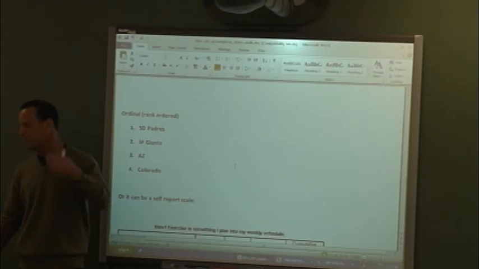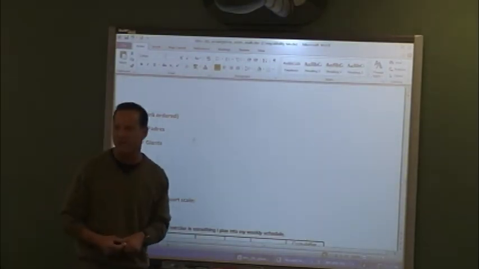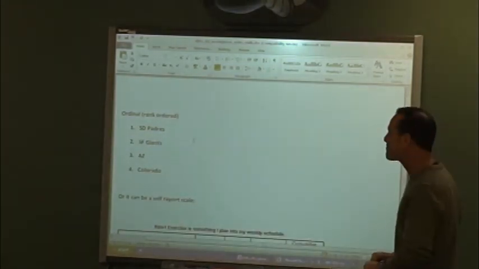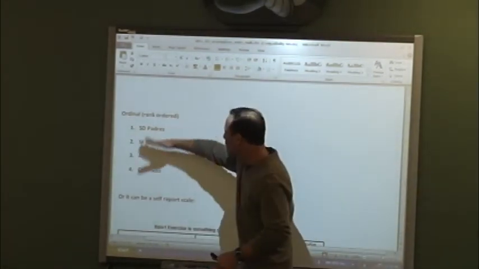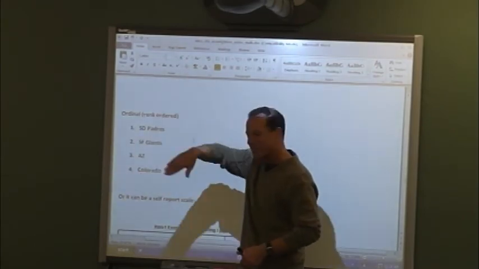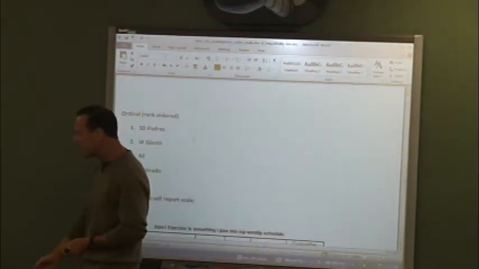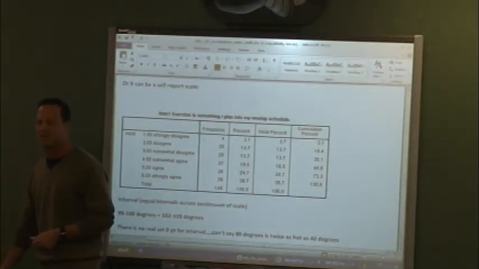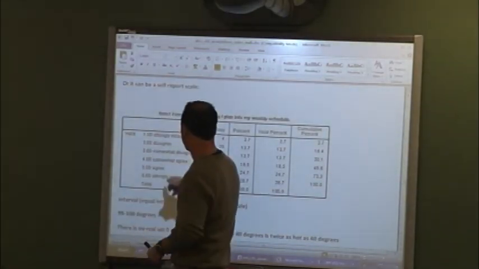Ordinal: first place, Padres, Giants, Arizona. I just thought I'd put Padres first place just for fun, because I know that's a fiction. But that being said, they're not equidistant, are they? But you can rank them, right? Or it could be a self-report scale. Exercise is something I plan into my weekly schedule, strongly disagree to strongly agree.